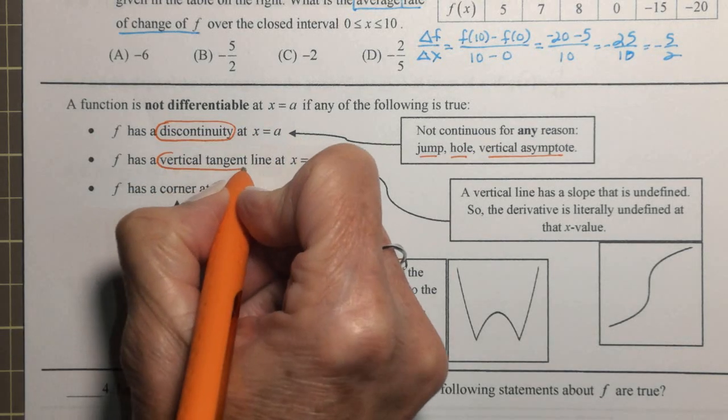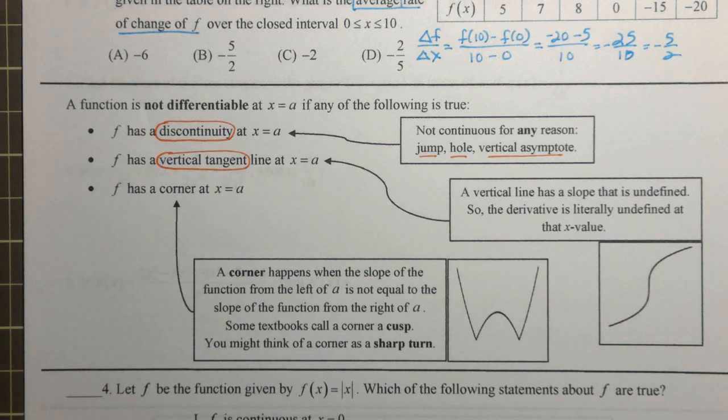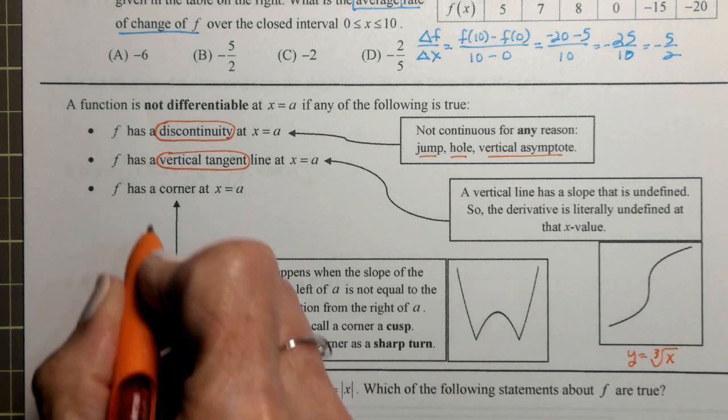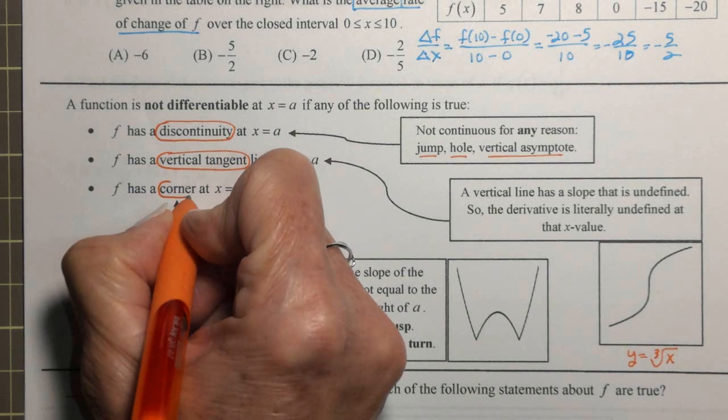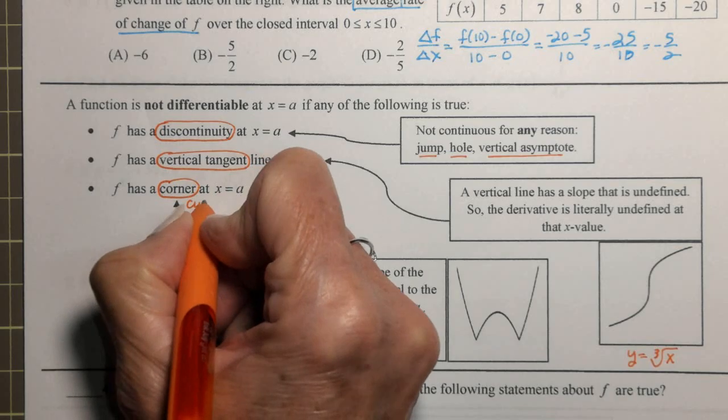Vertical tangent line, these are harder to see, okay? For instance, this is the graph of y is equal to the cube root of x. I just got rid of the axes. Right here, there's a vertical tangent line. Okay? The last is a corner or a cusp.